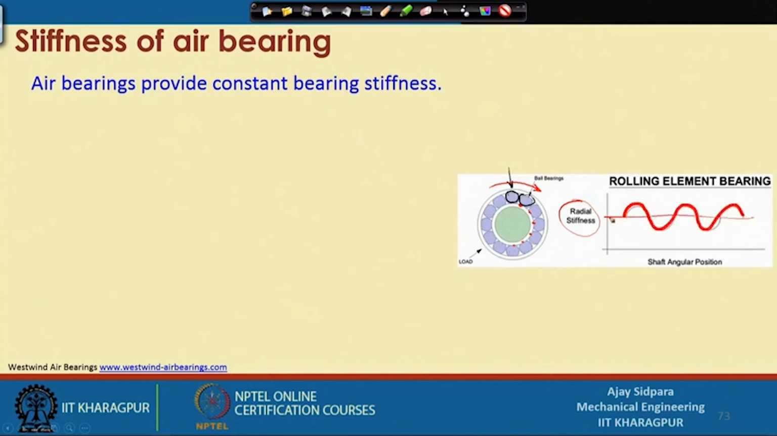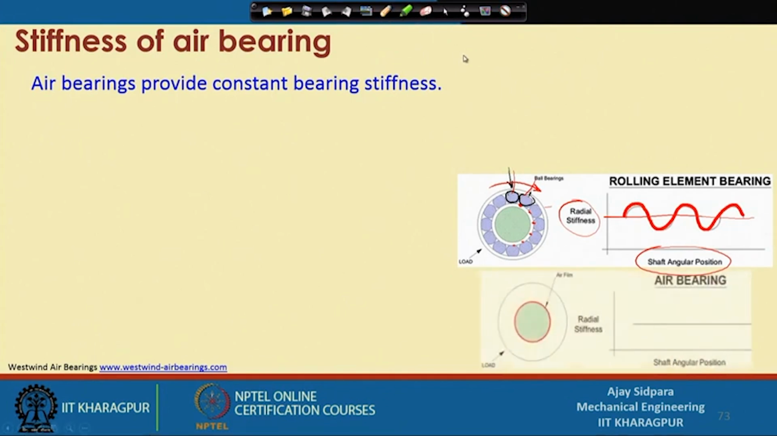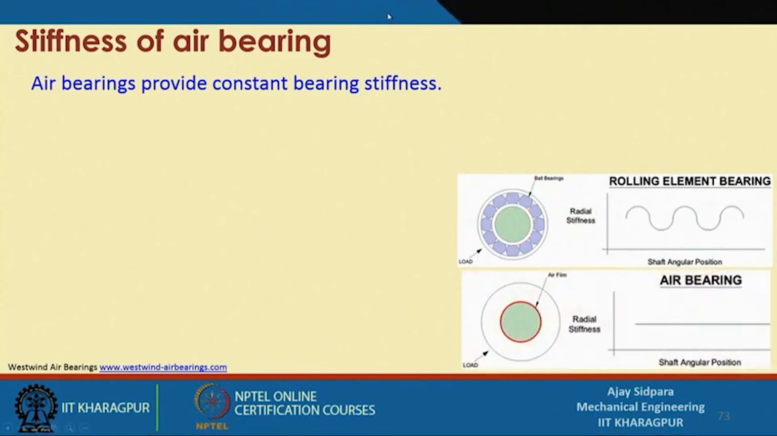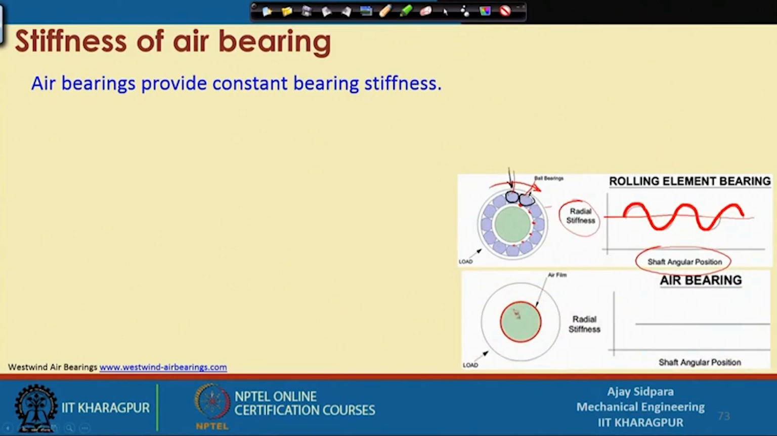What is our objective? We should get a uniform stiffness along the angular position, whatever it be, let it be 5 degree, 10 degree or up to 360 degree, one full rotation. There should not be any variation in the radial stiffness, but that is not the case in ball bearing. In the air bearing, the advantage is that we are getting a uniform film of air all around the shaft, and because of that we get a uniform radial thickness against the shaft angular position.